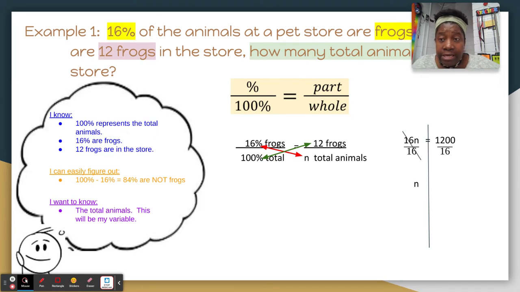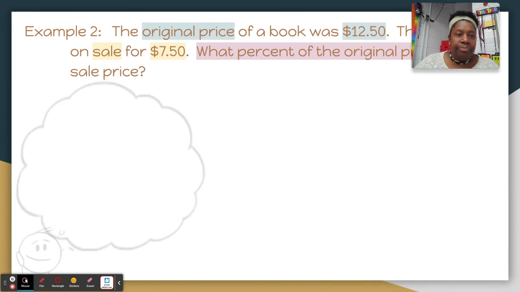16 divided by 16 is 1. That leaves me with 1 n, and that's going to be equal to 75 total animals. And that's the answer to my question. And we're ready to move along.